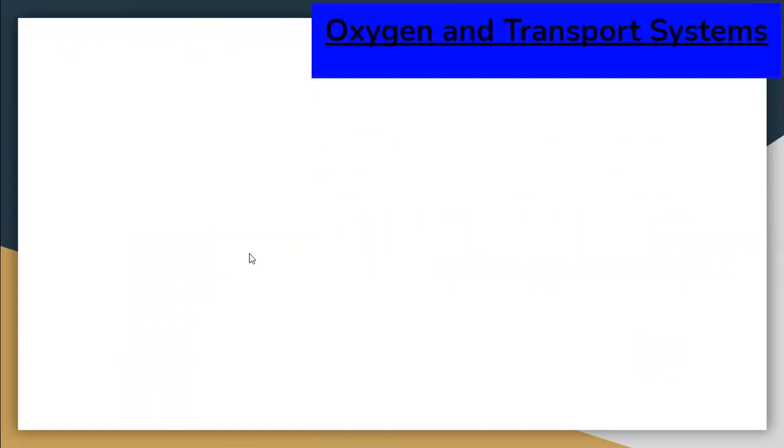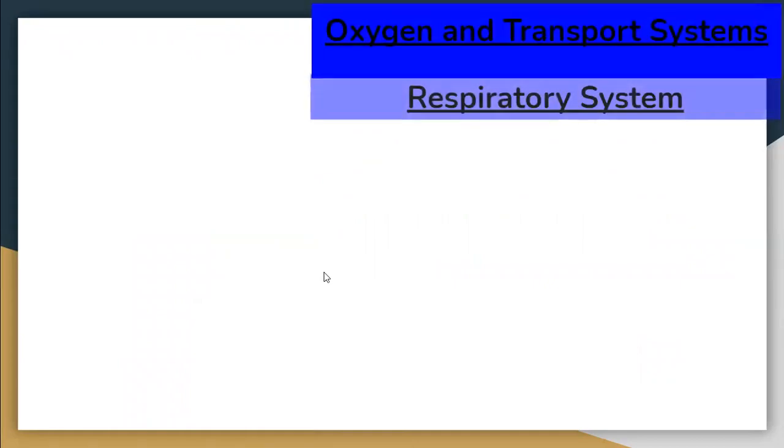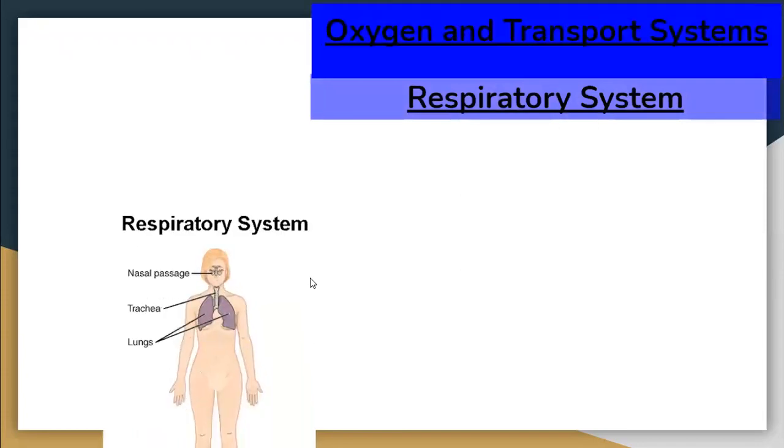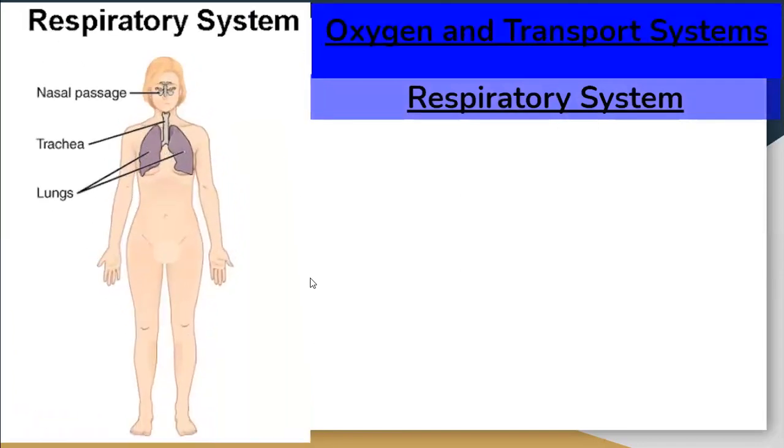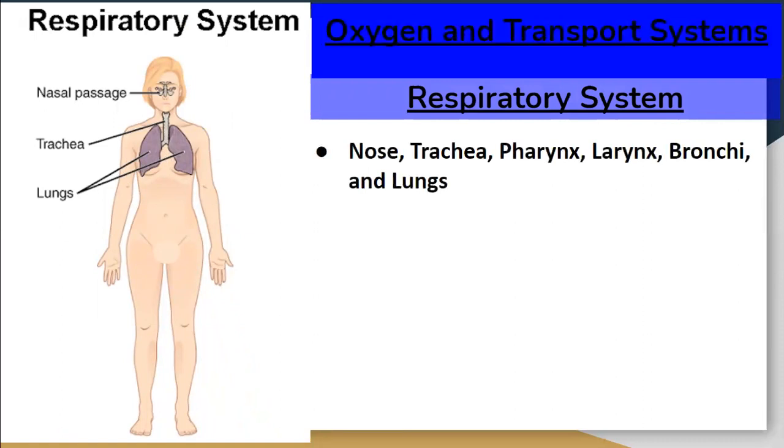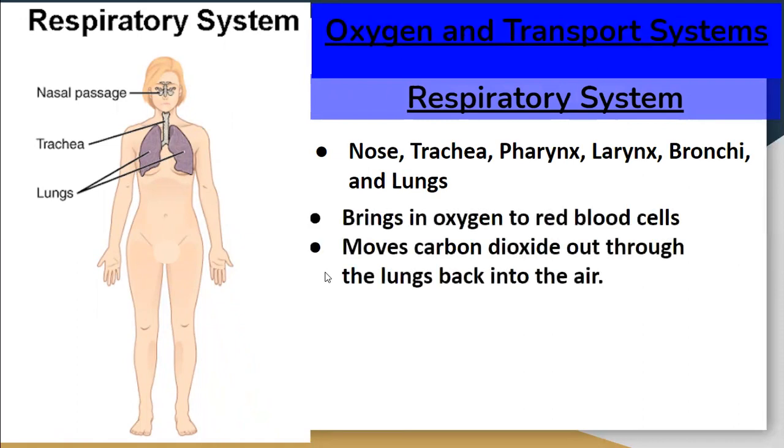Okay, now we have oxygen and transport systems. The first one is the respiratory system. And those are the parts of the respiratory system. The nose, the pharynx, the larynx, the trachea, the bronchi, and the lungs are part of your respiratory system. They bring in oxygen to red blood cells. They move carbon dioxide out through the lungs and back into the air. We don't want carbon dioxide. That's a waste product for us. Plants, on the other hand, take it in, and they give off oxygen, which we then take in from the plants.